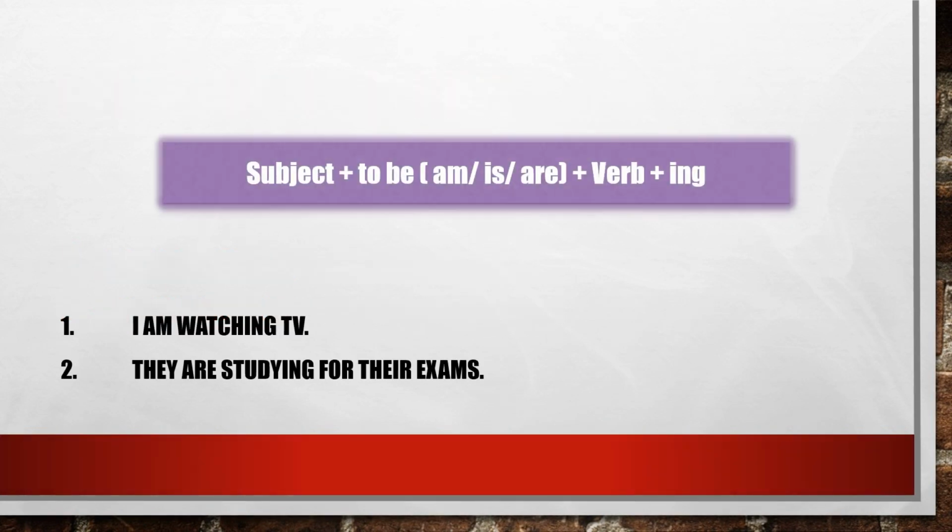Form. Now, let's talk about how to form sentences in the simple present continuous tense. The structure is quite straightforward. We use a form of the verb "to be": am, is, are, followed by the base verb with "-ing". This is how we show an action in progress. I am watching TV. They are studying for their exams.